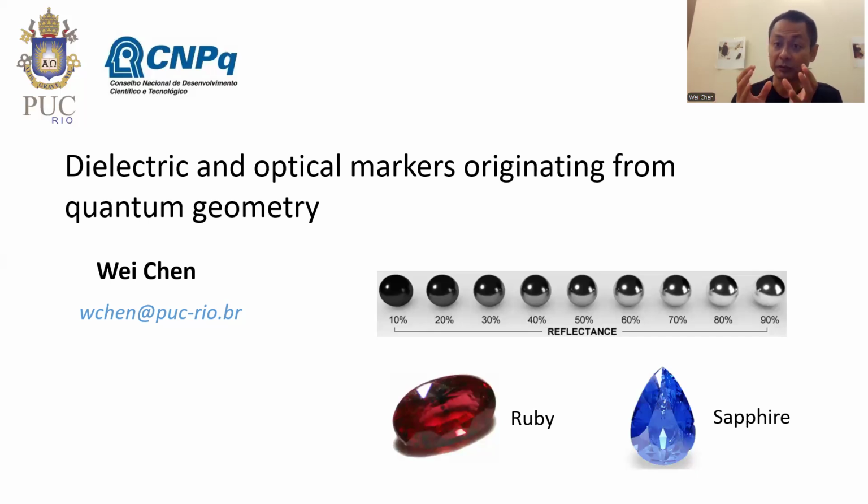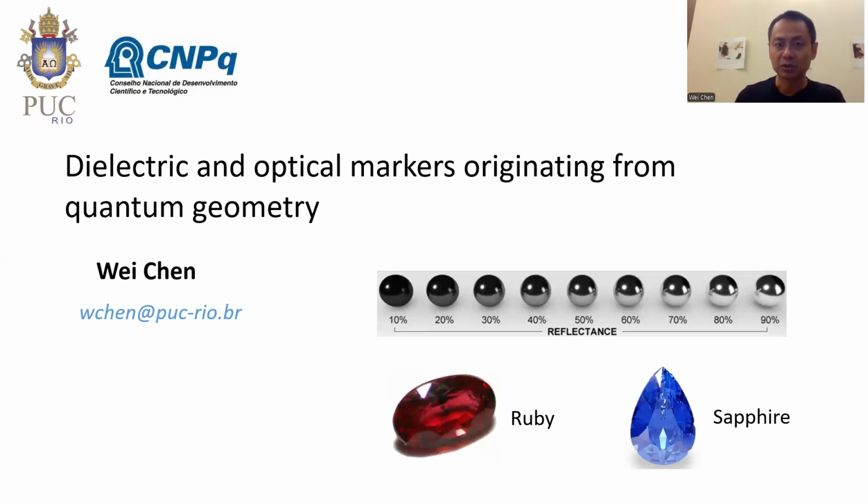Also, my formalism is able to derive what I call the dielectric and optical markers, which can study these properties down to atomic scale individually on every lattice site. And these markers can be used to study the effect of disorder, which is very important in semiconductors. For instance, rubies are red because you have some disorder inside, while sapphire is blue because you put some other kind of disorder inside.